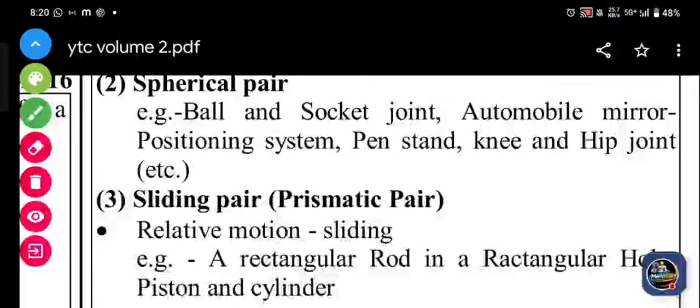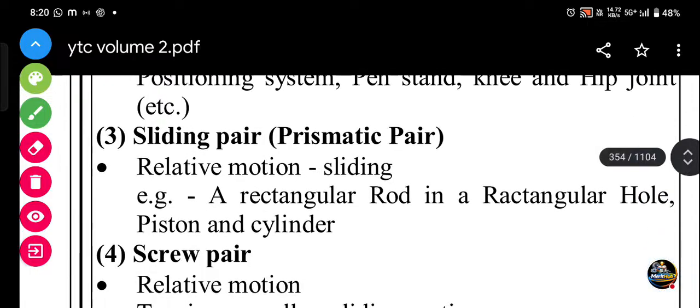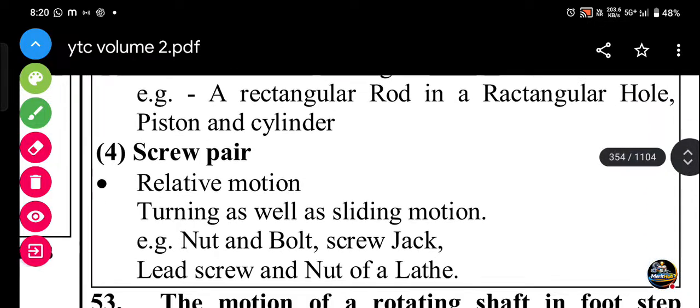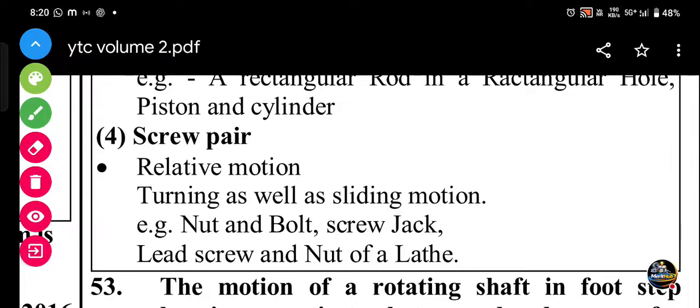What is the spherical pair? Ball and socket joint, automobile mirror position system, pin strand, knee joint. Sliding pair, prismatic pair: relative motion is sliding, like a rectangular rod in a rectangular hole, piston cylinder. The screw pair has relative motion that is turning as well as sliding motion: nut and bolt, screw jack, lead screw and nut of the lathe. Those are the screw pair.